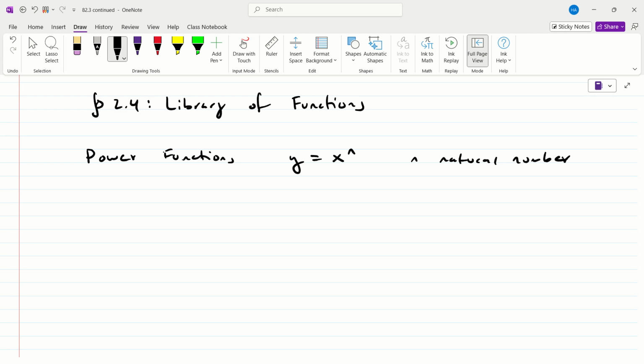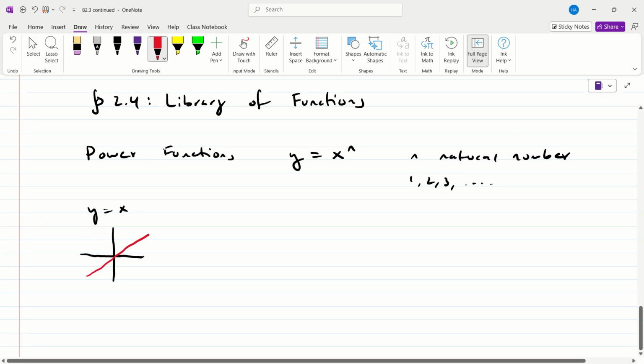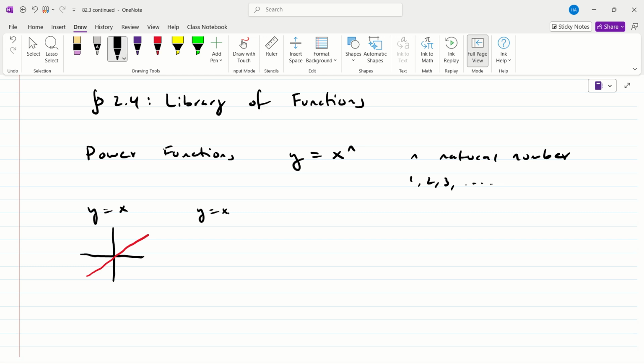Whenever you hear natural number, that's just the set of numbers 1, 2, 3, 4, 5 onward. So if you're looking at y equals x to the first power, that's the easiest graph you can possibly graph. That's just a straight line cutting through the origin. Y equals x squared is just as easy, a parabola.